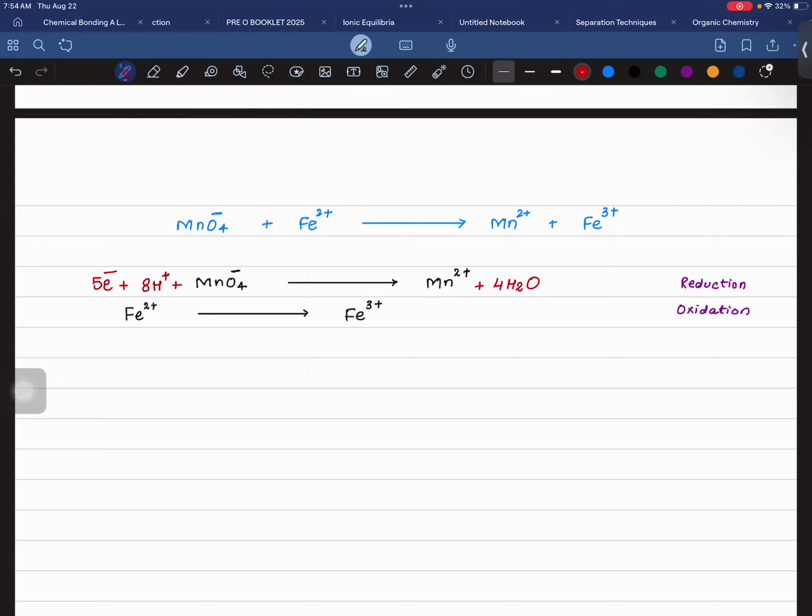I need to look at the second equation. So this is +3 and this is +2. There is no oxygen. There is no hydrogen. There is no non-metal. This is only metal, and metal is already balanced. Iron is balanced. What you are supposed to do is just balance the charge. This is +3, this is +2. Can anyone tell me where I'm supposed to add electron? Left-hand side or right-hand side?